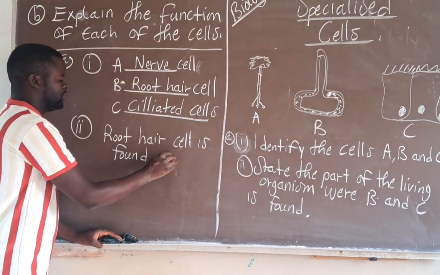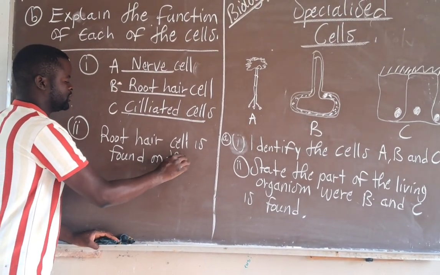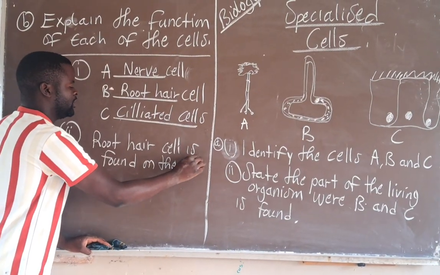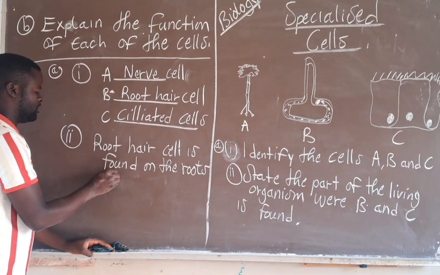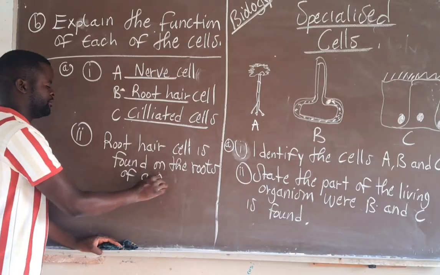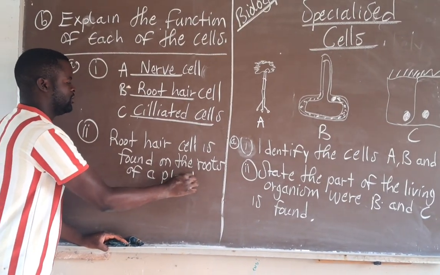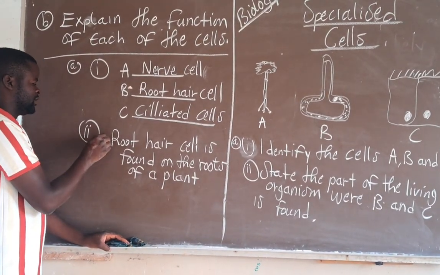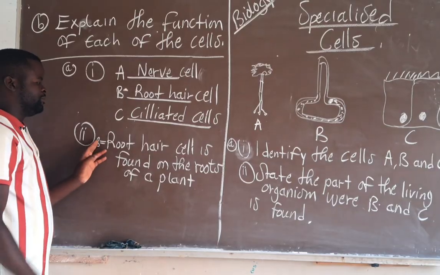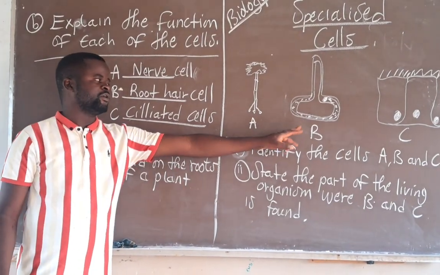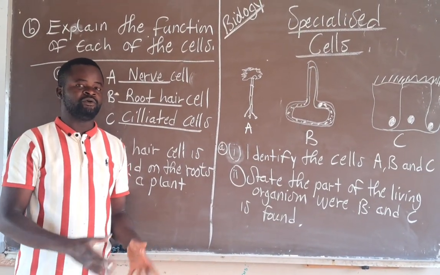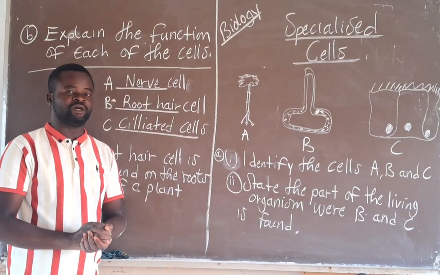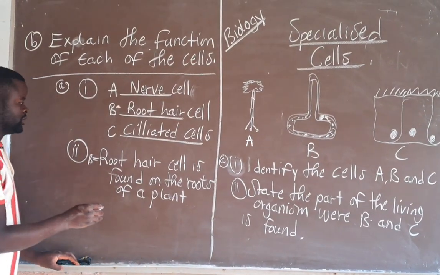on the roots. This one is found on the roots of a plant. Cell B is found on the roots of a plant. That is where you can find this type of specialized cell.